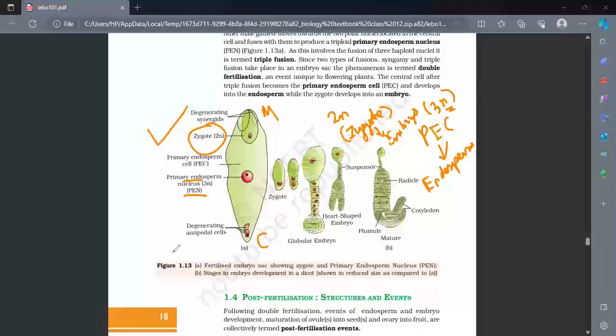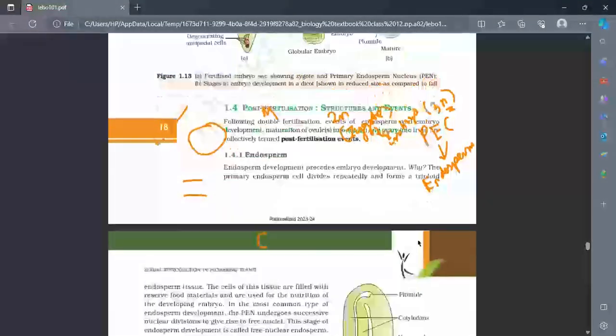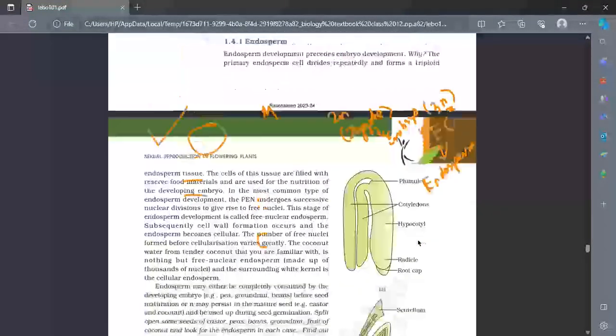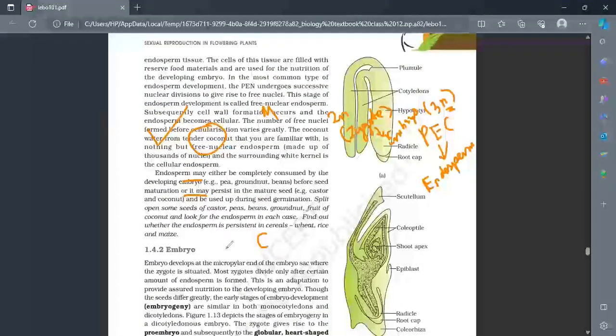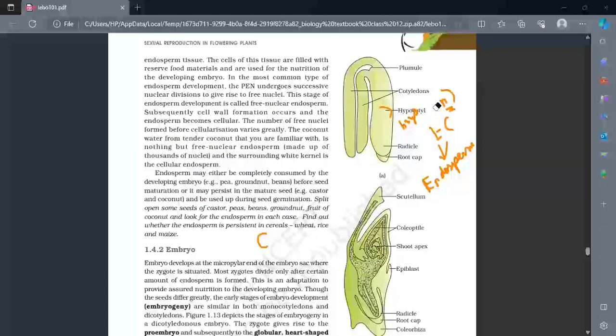We next come to what happens post-fertilization. Once the fertilization is done, what happens to the endosperm? Obviously, in this case we talk about two or three different things. One is the zygote getting converted to the embryo. When you talk about this, it's a bit different in the case of a dicot plant and a monocot plant.